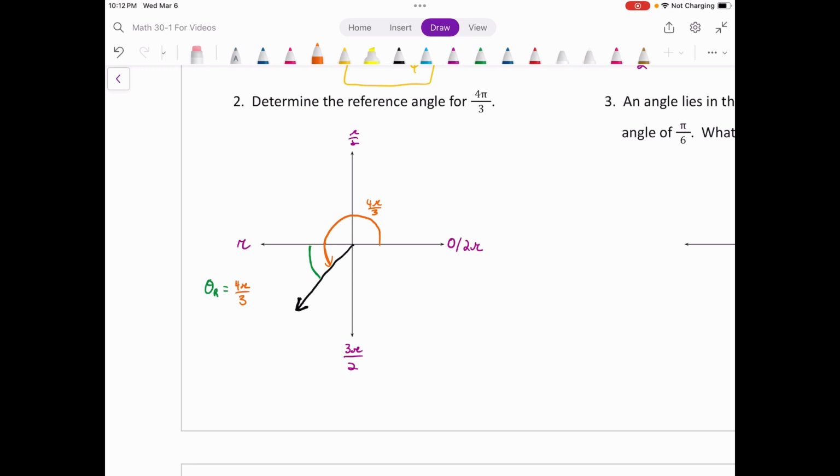And we want to figure out just the reference angle there in green. So essentially we want to take away this part. Well, what is that part? Yeah, that's just pi, right? This would just be pi. So 4 pi over 3 minus pi.